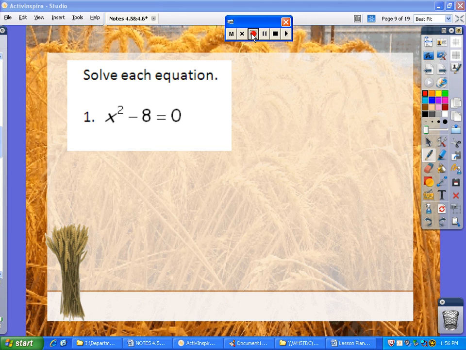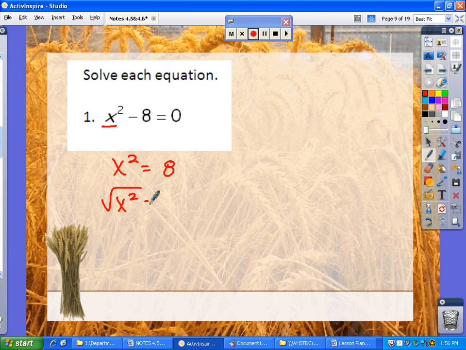Okay, look at what we're trying to do. We need to isolate the x squared here. So that means we want to move the 8, so we want to add 8. So x squared is equal to 8. We want to take the square root of both sides. Remember, when we take the square root, you're going to get x is equal to plus or minus the square root of 8.